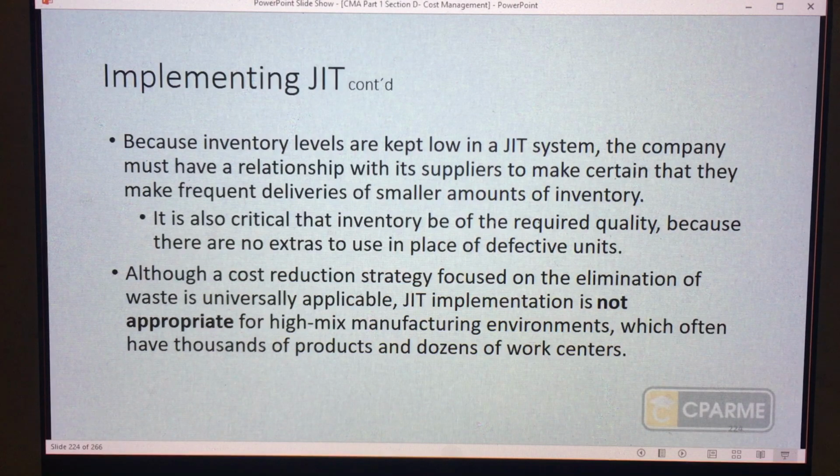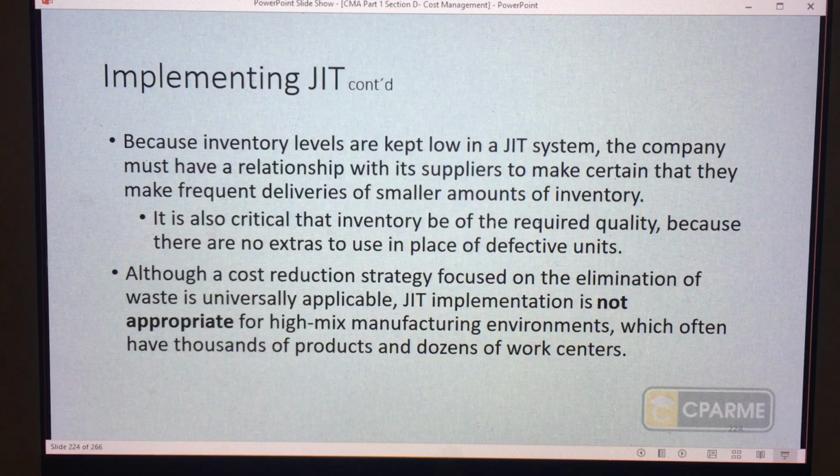Because inventory levels are kept low in your JIT system, this also highlights the kind of relationship that you have with your suppliers. You must make certain that your suppliers would be able to make frequent deliveries to you in smaller amounts. Ang mahirap kasi, if you do not have a good relationship with your supplier, posibleng hindi ka dalahan ng required mo to make your production. And so, it's also critical that your inventory be of the required quality.